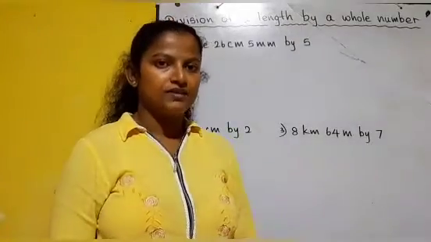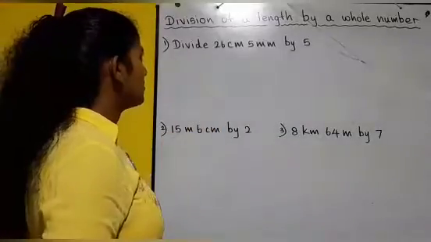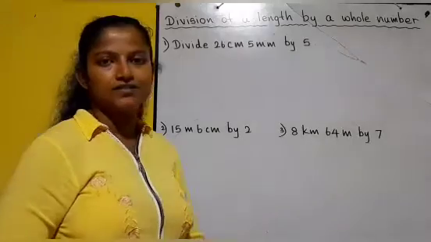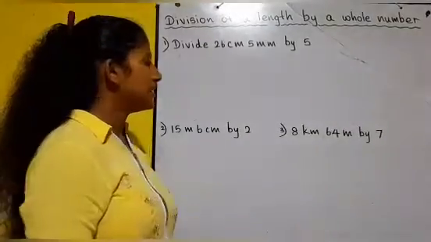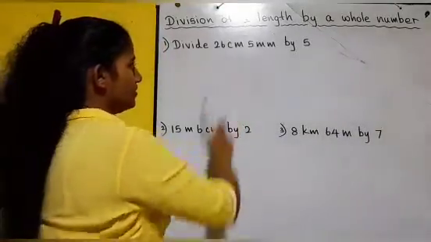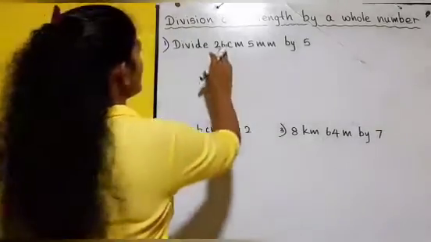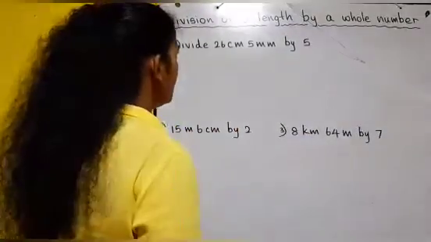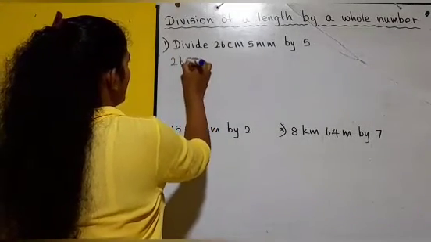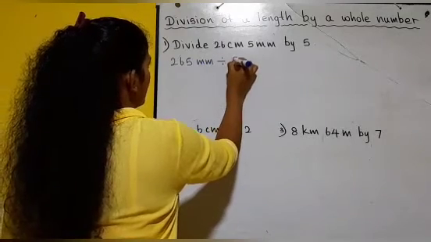Division of a length by a whole number. First example, divide 26 centimeters 5 millimeters by 5. There are two methods here. We can convert this into 1 unit and then perform the division. 26 centimeters 5 millimeters means 265 millimeters. We can divide it by 5.